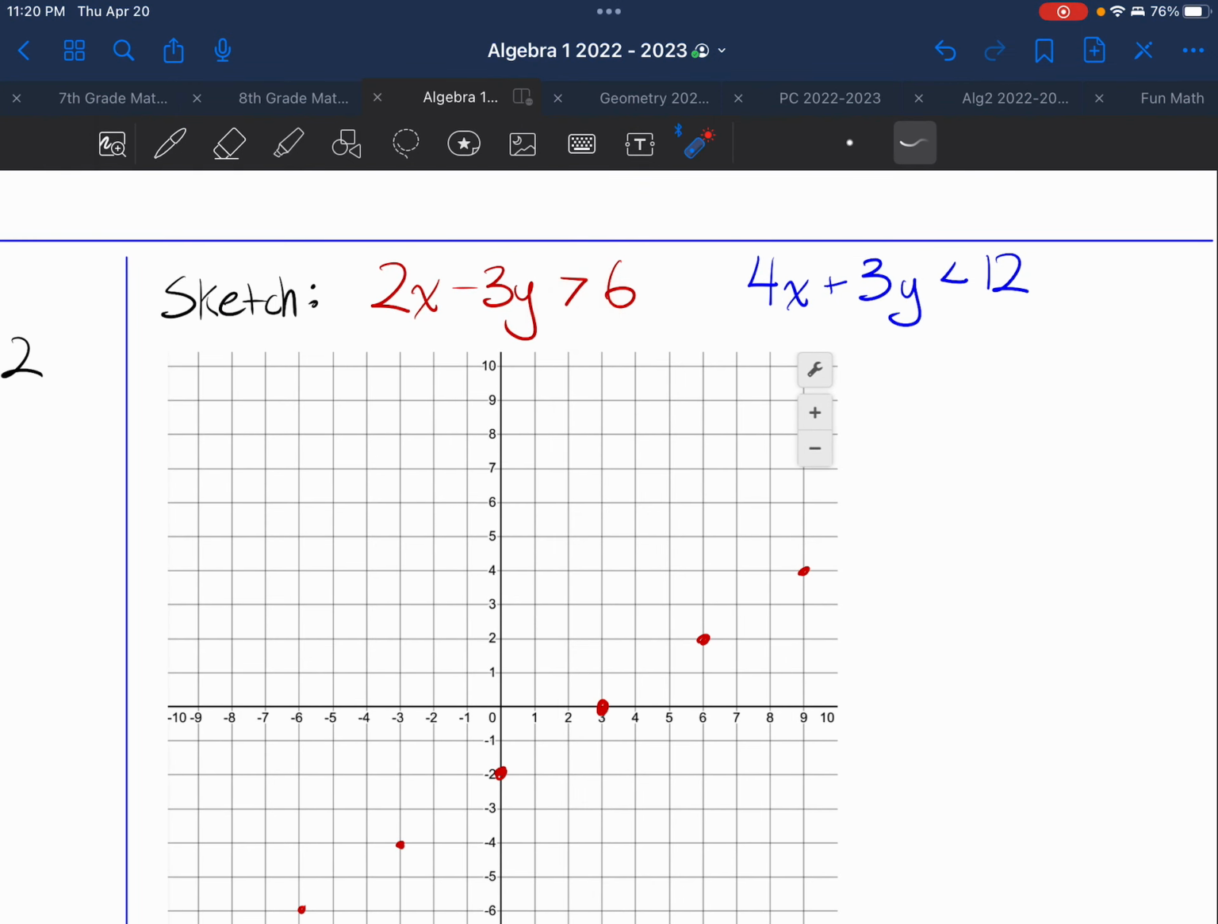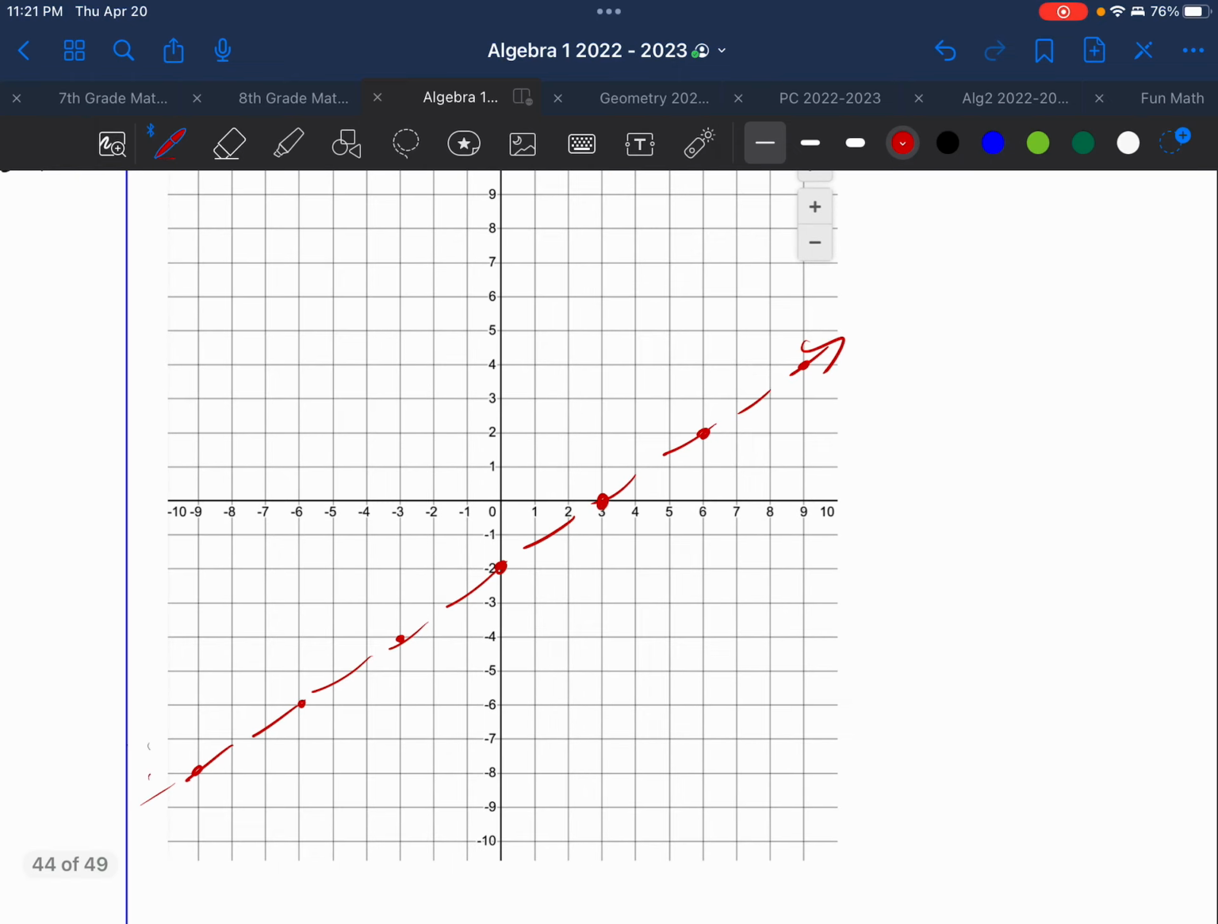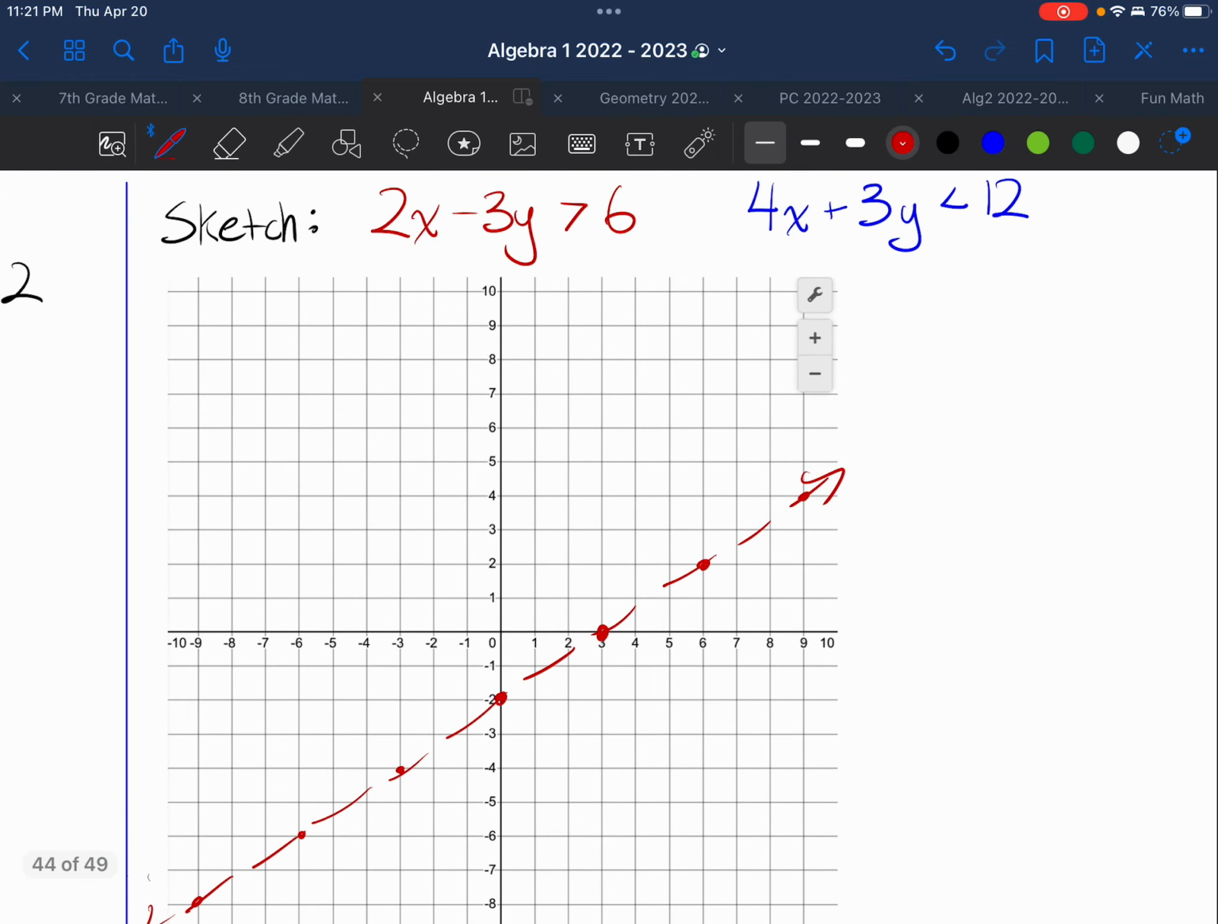And then I ask myself the question, are we a solid line or are we a dashed line? We don't have any equal to sign, so we have to be a dashed line in this case. So I'm going to do my best dashed line. If I had a ruler, this would be really nice, but there's no tool like that in GoodNotes, unfortunately, that I know of. And then I need to do a test point.